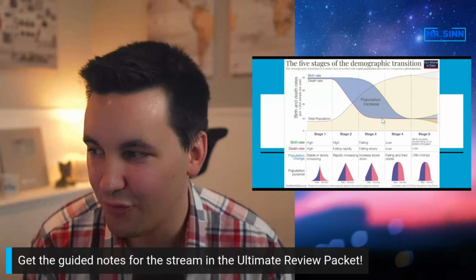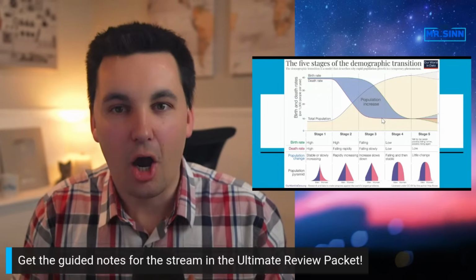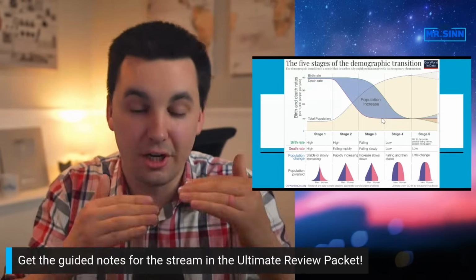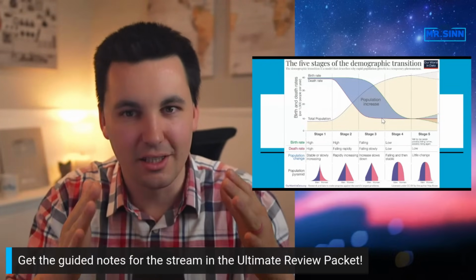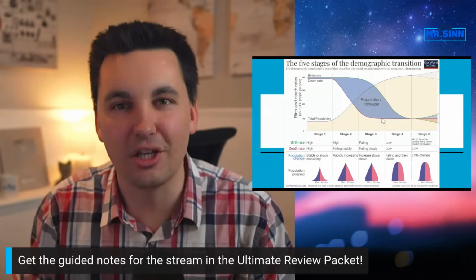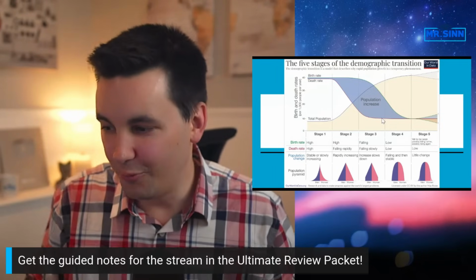Lastly, we have stage 5. And stage 5 here, it's actually going negative. Our births are so low that our deaths are actually a little higher. And so we see our population start to shrink. And so now, for a population pyramid, that top of the pyramid is really, really big. So hopefully that helps out.